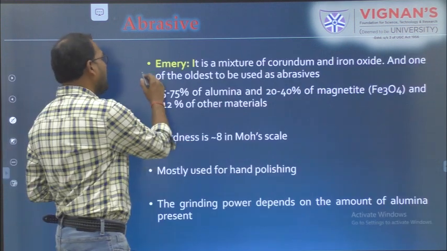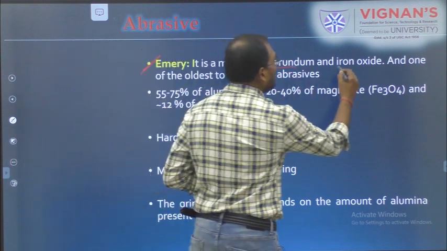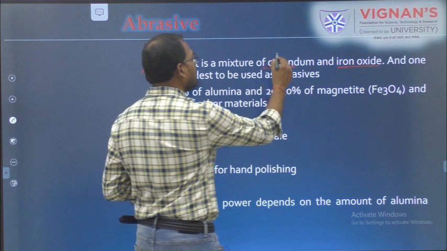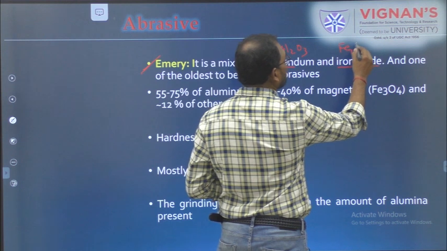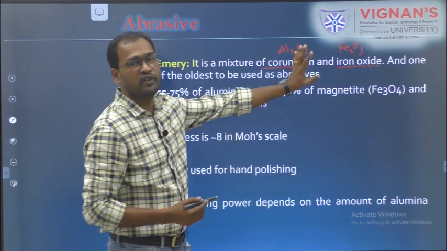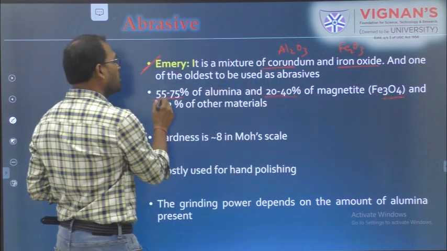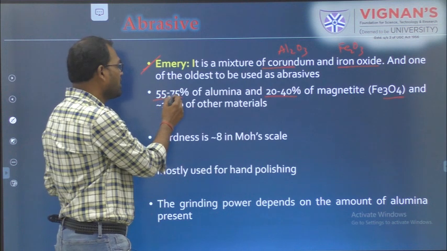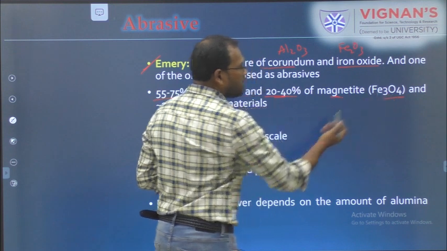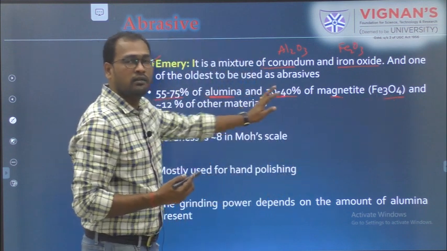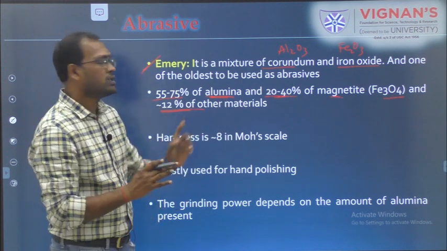Right. So next one is emery. Emery is a mixture of two different things, corundum and iron oxide. Corundum is nothing but Al2O3, and this is mixed with Fe2O3. So it's a mixture of these two. And you can see the proportion of all these things. It has a proportion of 55 to 75% alumina and 20 to 40% magnetite, which is nothing but your iron oxide, and these two along with other percentage of about 12% make this emery.